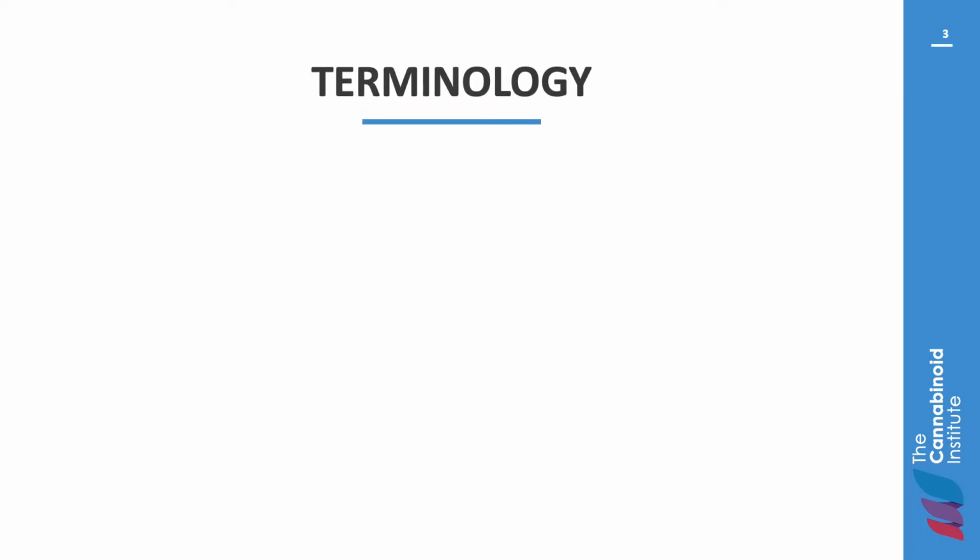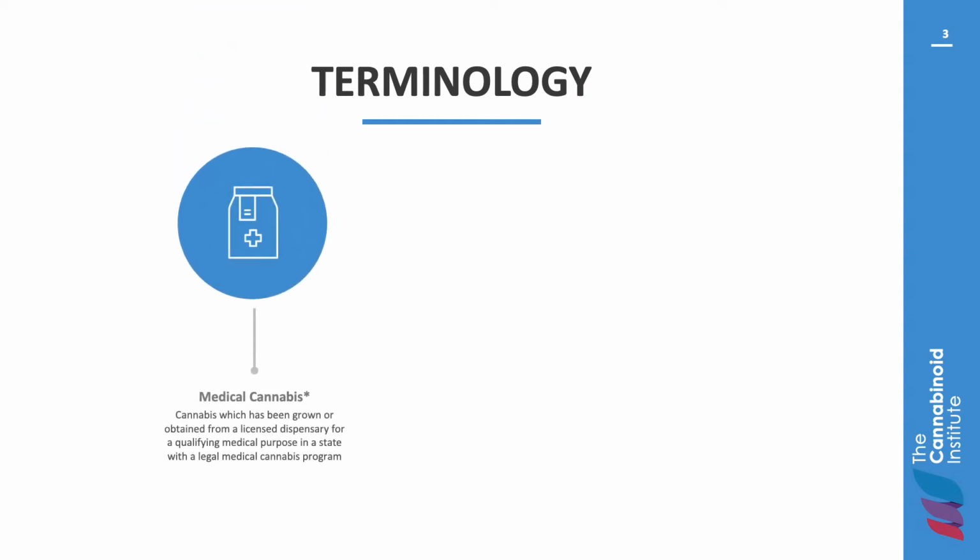Let's begin with some basic terminology. Medical cannabis refers to cannabis which has been grown or obtained from a licensed dispensary for a qualifying medical purpose in a state with a legal medical cannabis program. Medical cannabis is typically used for symptomatic relief, and intoxication is not the end goal of use.